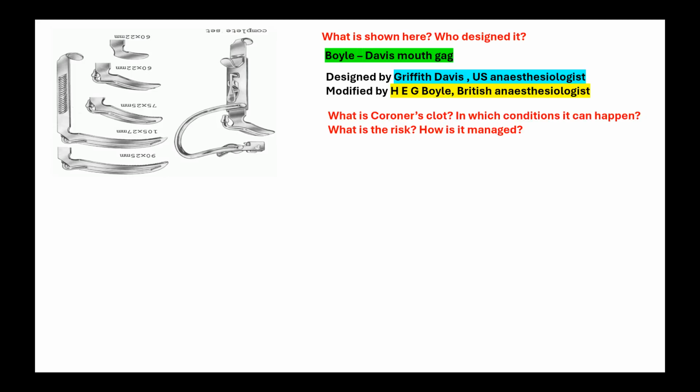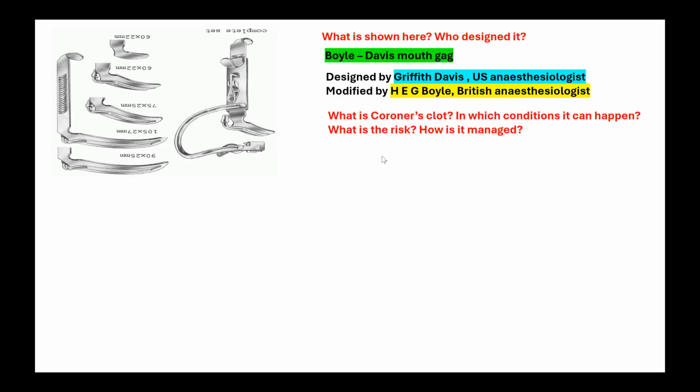What is coroner's clot? In which condition does it happen? What is the risk? How is it managed? It is detected post-mortem. It is seen after a tonsillectomy or adenotonsillectomy, in the tonsillar fossa. It indicates severe blood loss, hypovolemia. Even in patients with normal bleeding, it can happen. It is not necessary that the patient should have bled so much to have this.